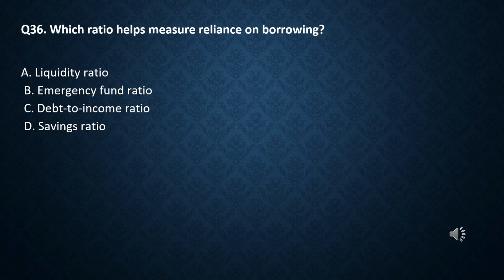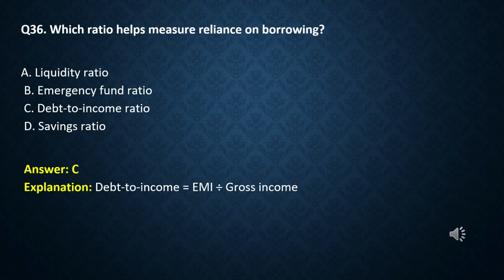Next question. Which of the following ratios helps measure reliance on borrowing? Option A liquidity ratio, option B emergency fund ratio, option C debt to income ratio and option D savings ratio. Correct answer is option C debt to income ratio. Its formula is EMI divided by gross income.